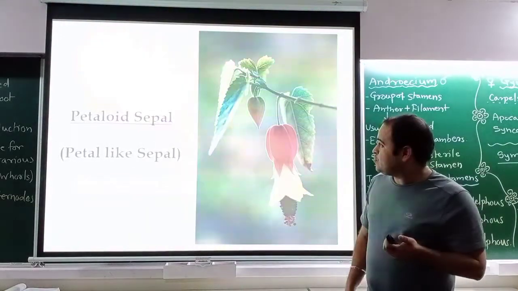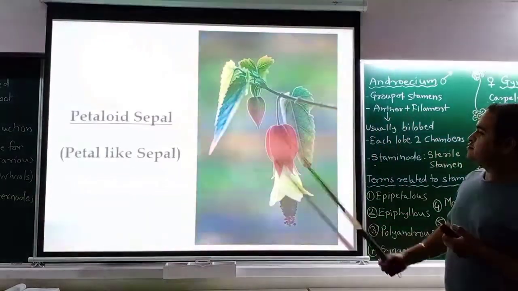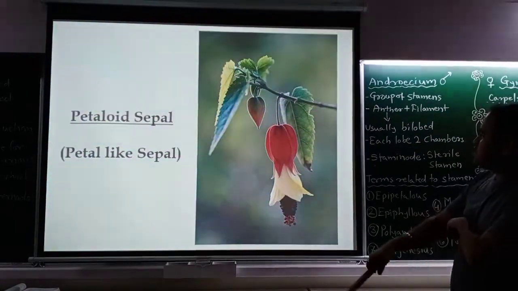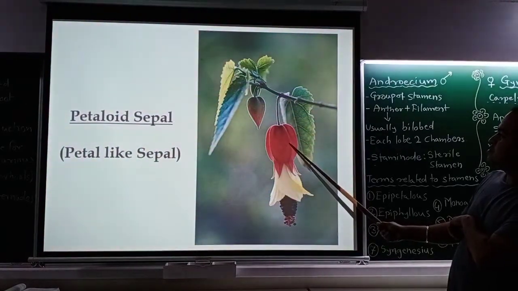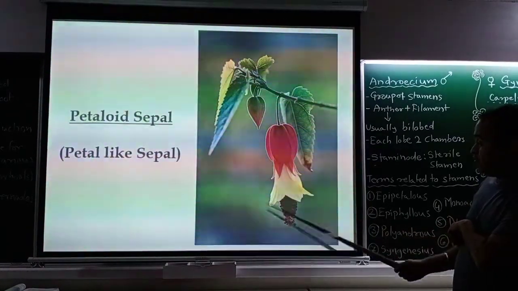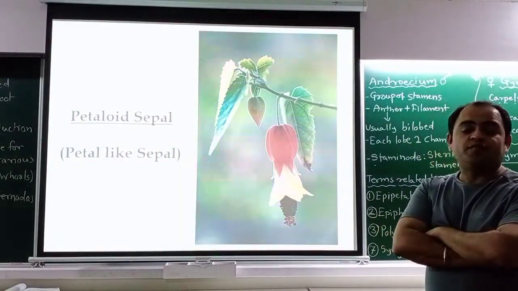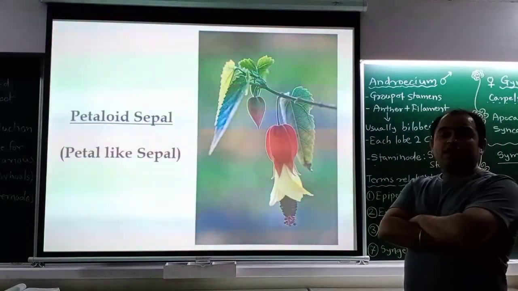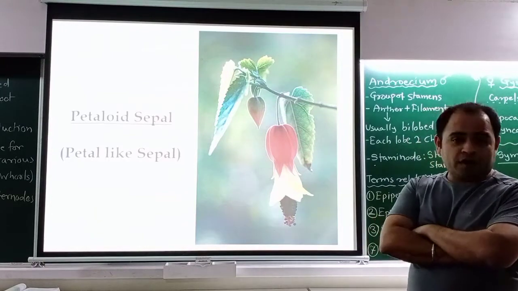Okay, think about this. Petal like sepal. Initially, consider this was green. Initially it was green. Now it is the requirement of that particular plant that there should be a maximum number of visits of this particular pollinator. Let there be any bee or let there be any bird.